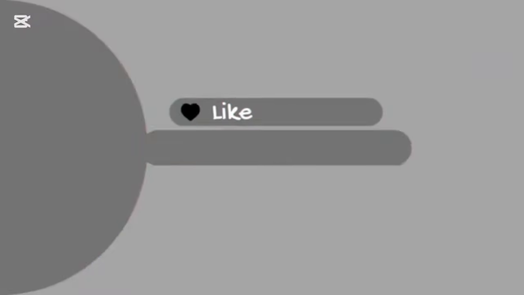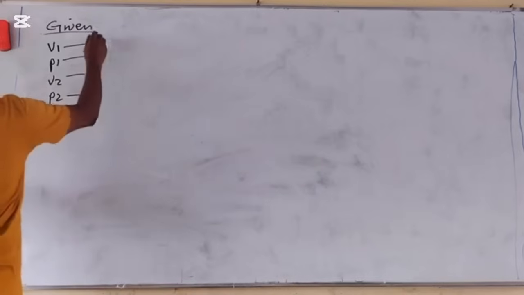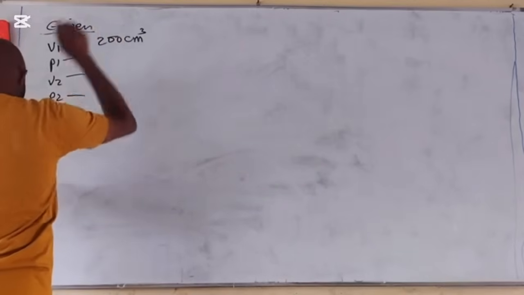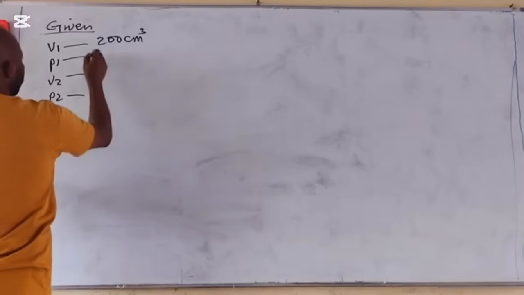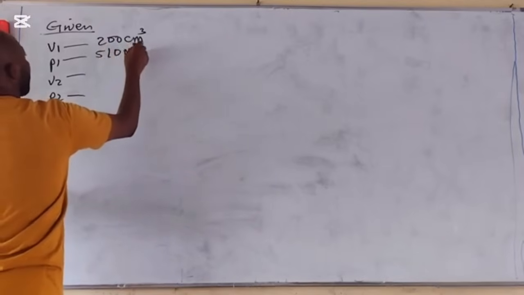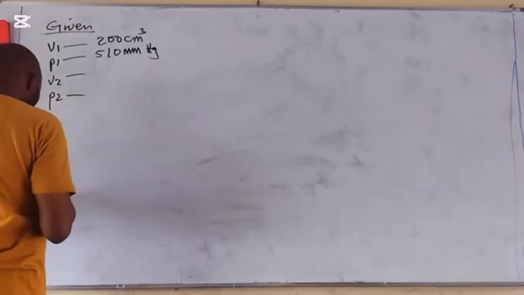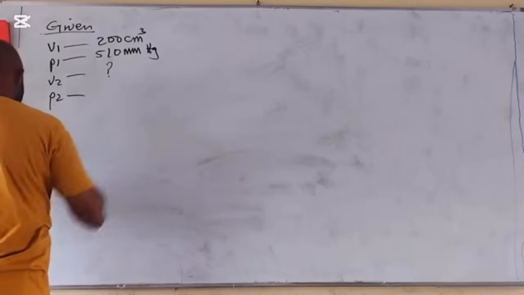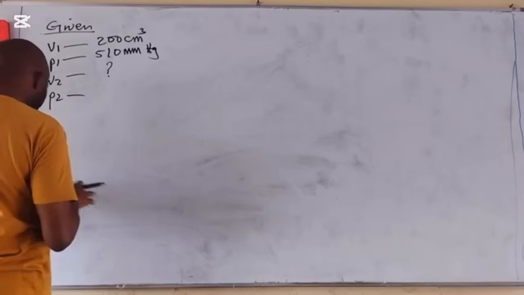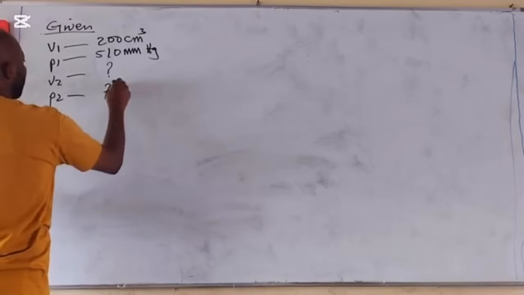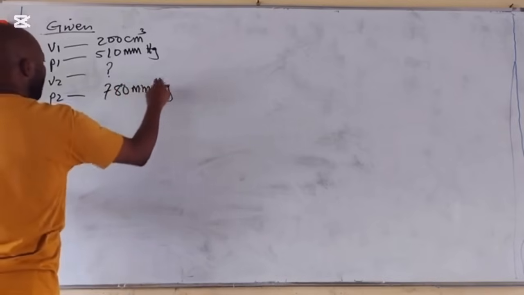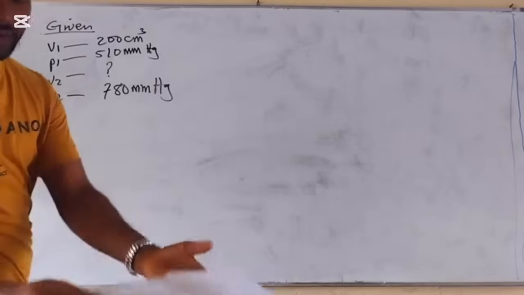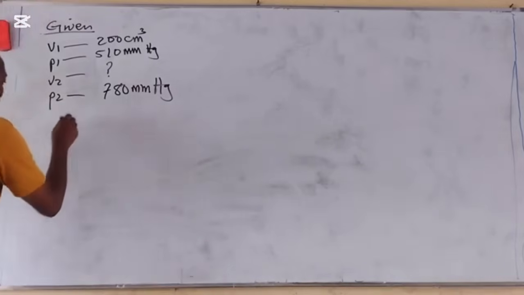Now, 200 cm cube, which is V1, 200 cm cube of a gas has a pressure of 510 millimeter of mercury. What will be its volume, V2, if the pressure is increased to 780 millimeter of mercury? That's our fourth question. We go again.